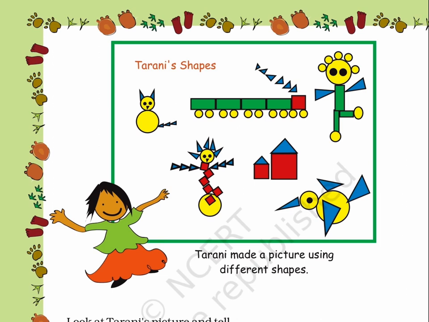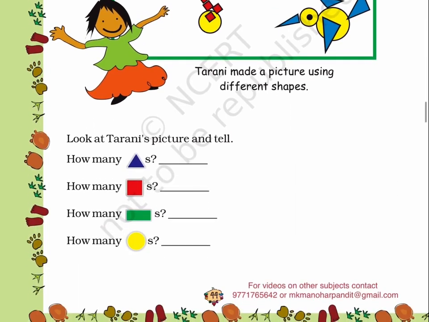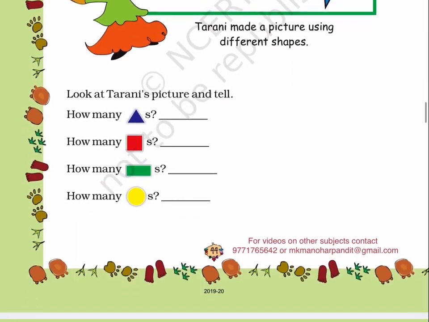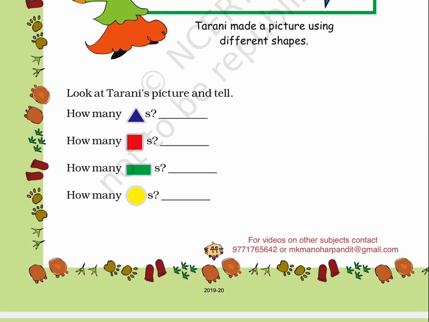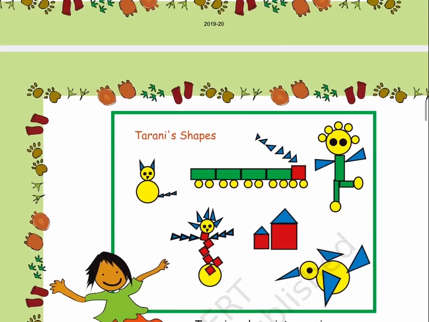Tarani made a picture using different shapes. Look at Tarani's picture and tell. Part 1. How many triangles? Part 2. How many squares? Part 3. How many rectangles? Part 4. How many circles?